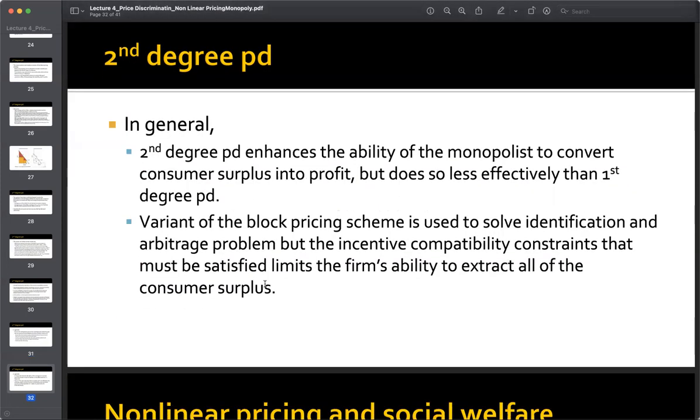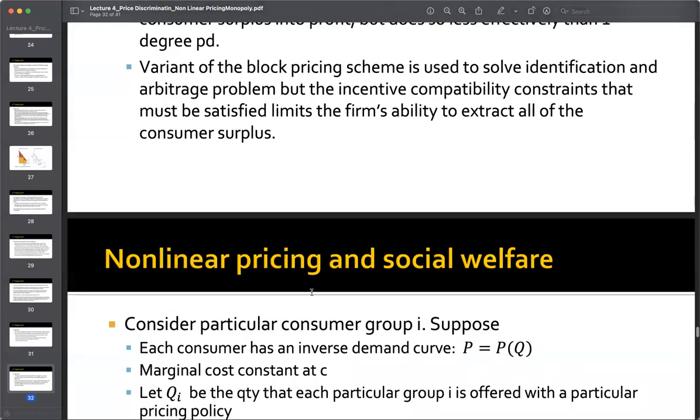All right, so in general, second-degree price discrimination enhances the ability of the monopolist to convert consumer surplus into profit, but does so less effectively than first degree, right? Because as long as you are selling to a low demand, you have to give money to the high demanders to make sure that they purchase the high demand product. A variant of the block pricing scheme is used to solve identification and arbitrage, but the incentive compatibility constraints that must be satisfied limit the firm's ability to extract all of the consumer surplus.